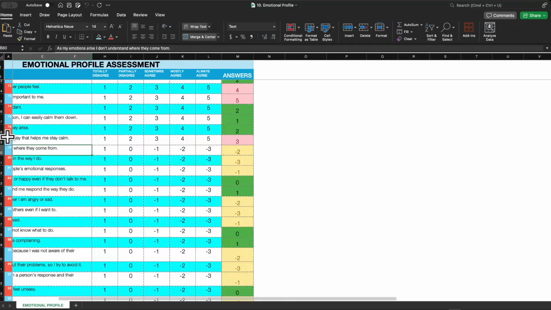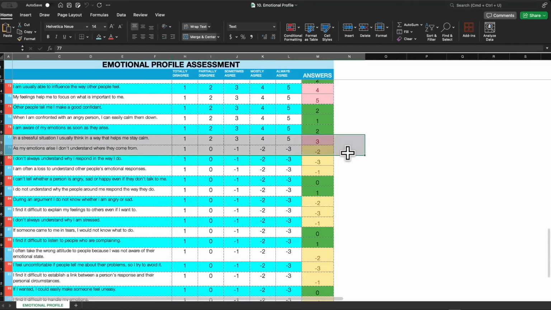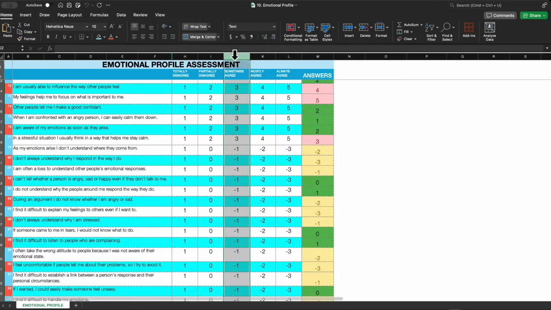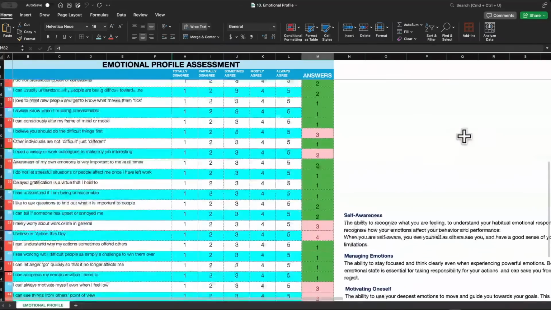You see this distinction between 78 and 79? It goes in negative scoring. So be careful about this. Everything is not rated from 1 to 5 necessarily. So if you have -2, -3, whatever is applicable in that column, you have to tell. If it's sometimes agree, then put -1 here, just like this. I'm often at a loss to understand other people's emotional responses. If it is sometimes agree, put -1, don't put 3. Just a word of caution there.